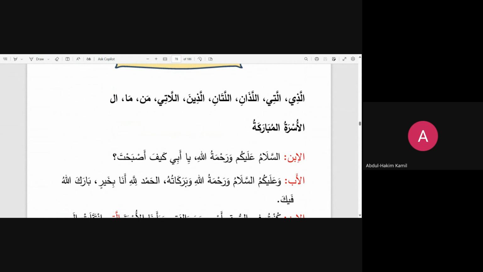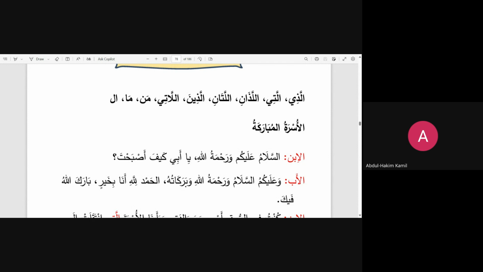Allati is singular, but it's feminine. Alladhani, what do you think alladhani is? It's dual. But there's also alladhani and alladhaini. That comes in the Quran: Arina alladhaini adallana. Alladhani is when it's marfu', and alladhaini is when it's mansub.